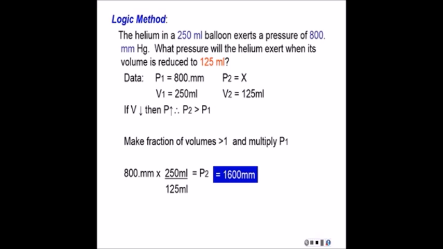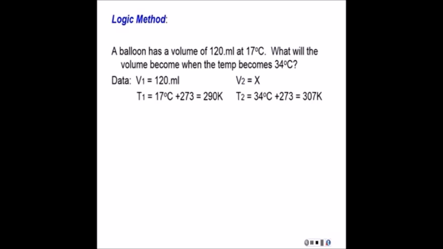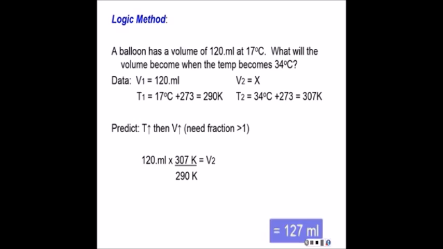This is why it's called the logic method, because you logically figure out what should happen to your unknown, and you just make the math work for you. So let's apply this to the next two. So this was the second problem that we had. It was our data. So see how the temperature is going up. Okay. If the temperature goes up, then the volume should go up. That means we need a fraction greater than 1, just like we had before. So my fraction would be 307 over 290. That's greater than 1. And I get an answer of 127 milliliters.